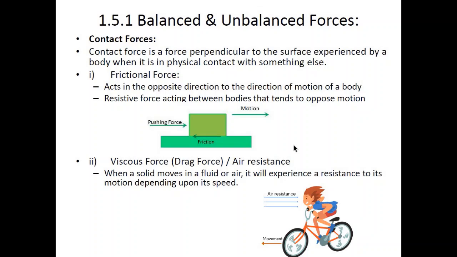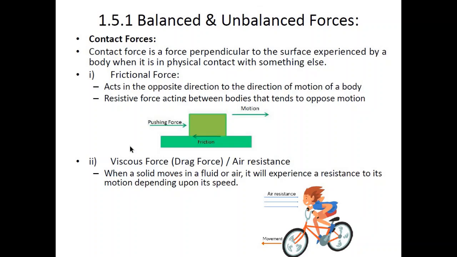It acts in the opposite direction to the direction of motion of a body. For example, if you are pushing an object and it is going in this direction, then friction would be in the opposite direction, towards the left hand side. And it is a resistive force acting between bodies that tend to oppose motion or slow down an object. Next is a drag force, or a viscous drag, or a viscous force, or air resistance.